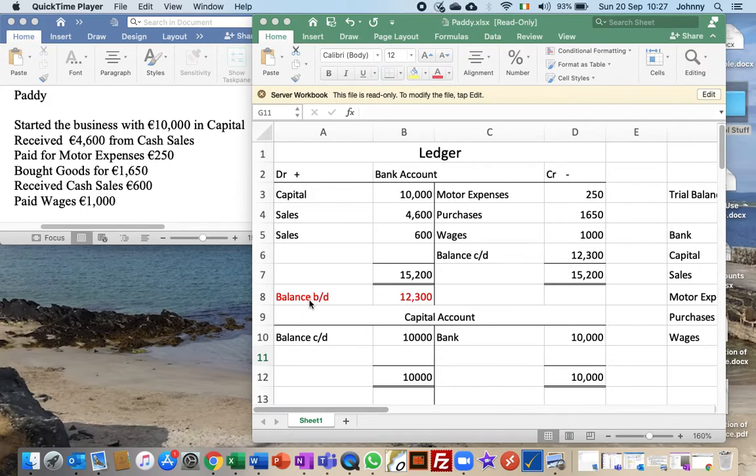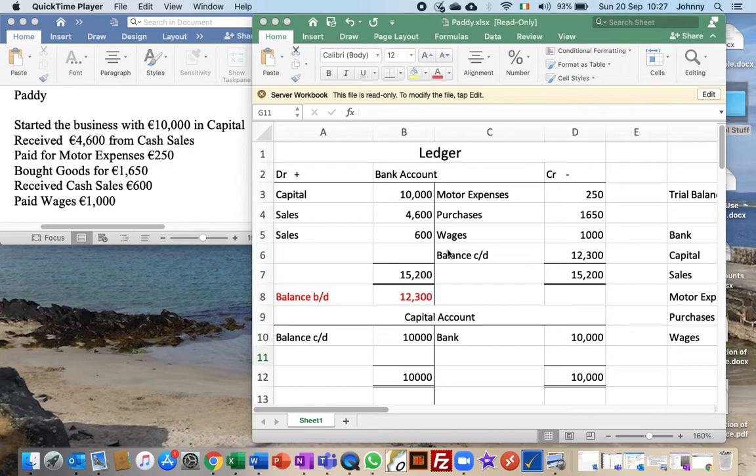And when we have new transactions, we'll be adding on to this 12.3 or taking away from this 12.3, and then we'll balance it again. And this one account will be continually balanced every month or every week, however often we want it. That's stage one, recording everything in the bank.